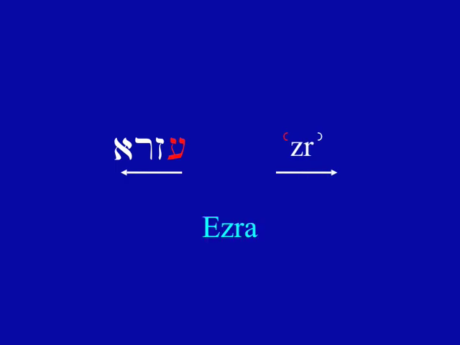Ezra. There's a word that's got them both. Ayin at the beginning and aleph at the end. Ezra.